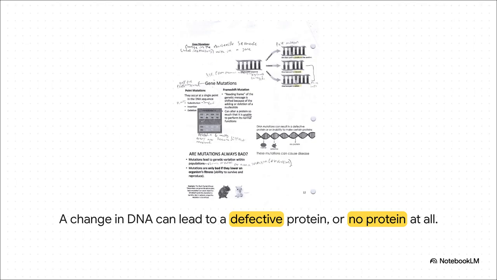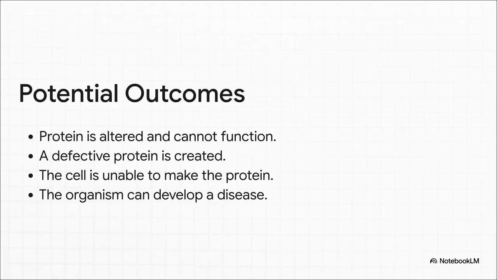So it's pretty simple. If you mess up the original blueprint, the DNA, you are absolutely going to mess up the final product. You might end up with a protein that's folded all wrong and totally defective, or the cell might not even be able to make the protein at all. This isn't just a theory. It is the fundamental cause of so many genetic diseases. So the ripple effects are huge.